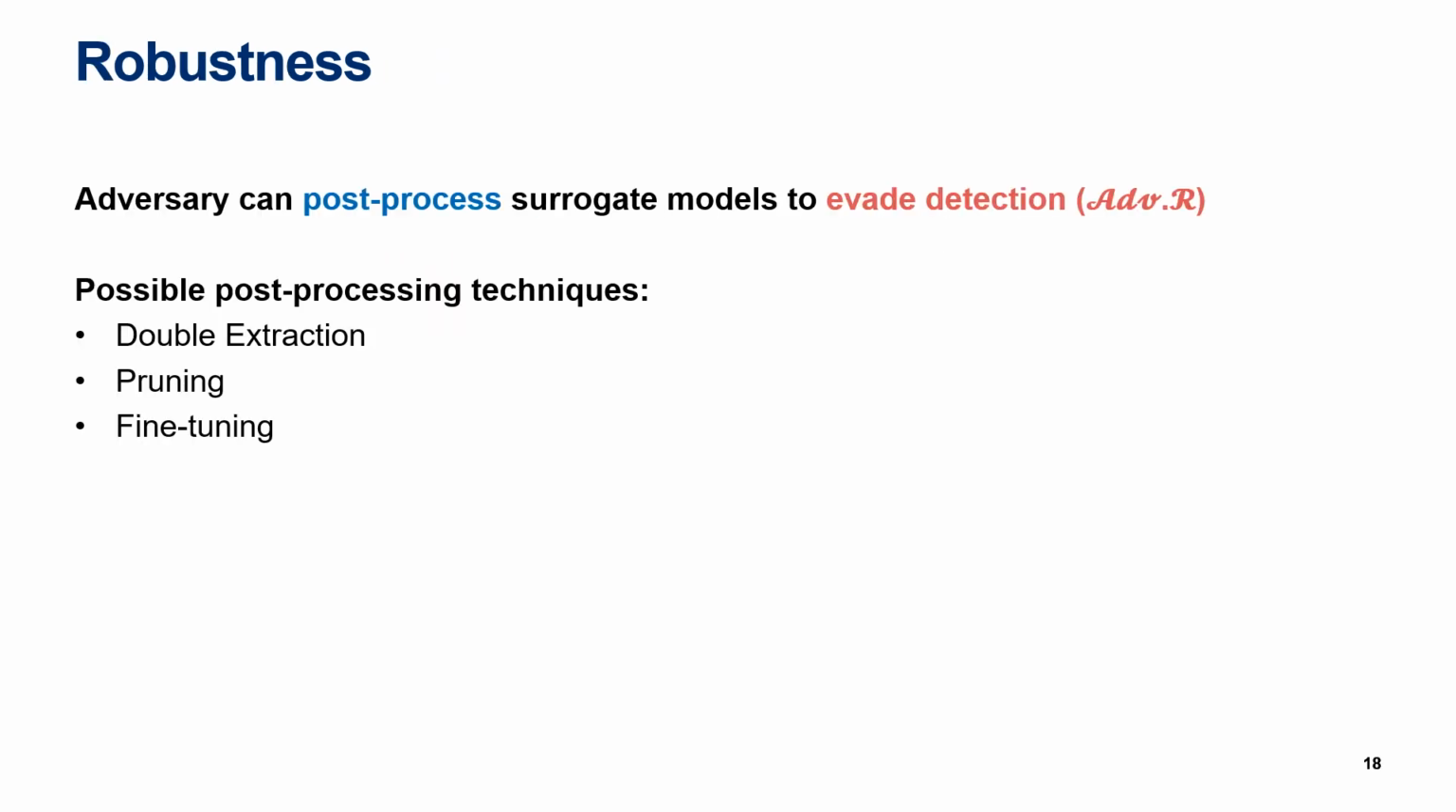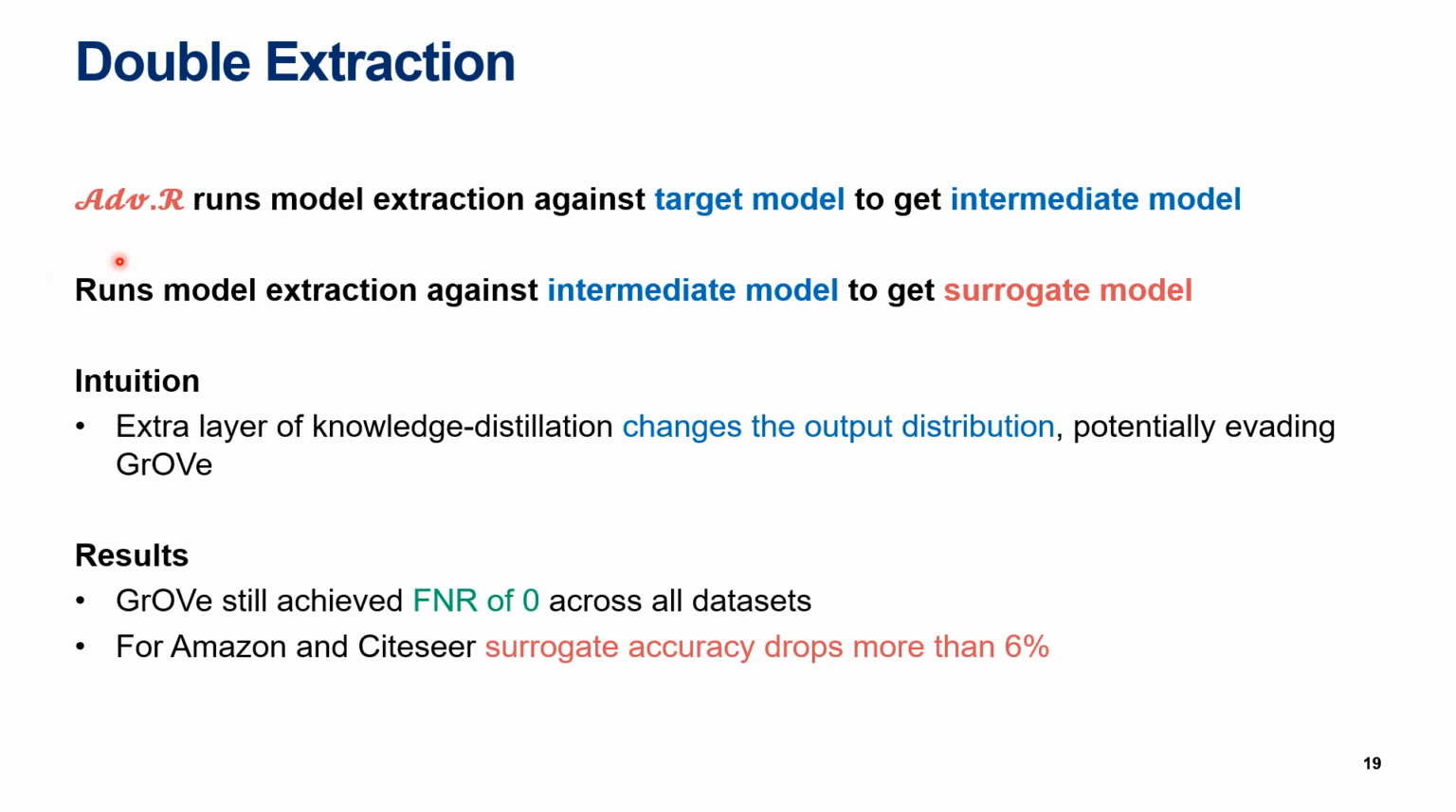This fulfills the first criterion, but we also talked about robustness, in which case the adversary can post-process the surrogate models to evade detection. Some possible post-processing techniques are double extraction, which we will talk about later, pruning, and fine-tuning. Double extraction is when the adversary runs a model extraction attack against the target model to get an intermediate model, and then runs another model extraction attack against the intermediate model to get the surrogate model. The intuition is that this extra layer of knowledge distillation might change the output distribution, potentially evading GrOVe.